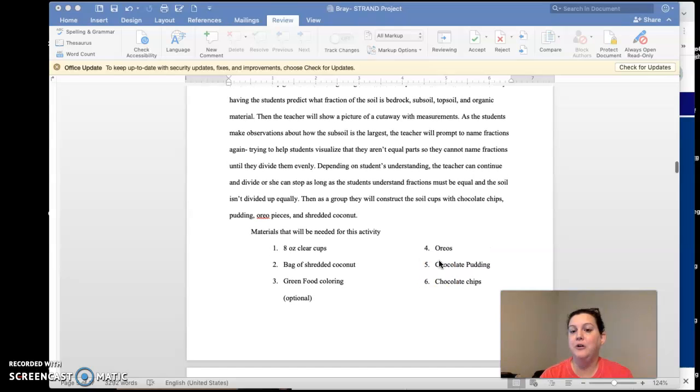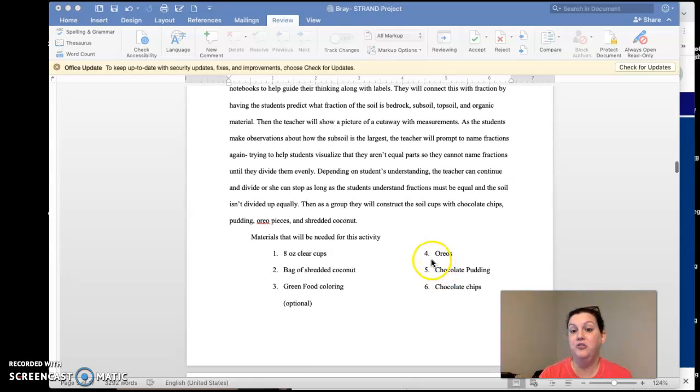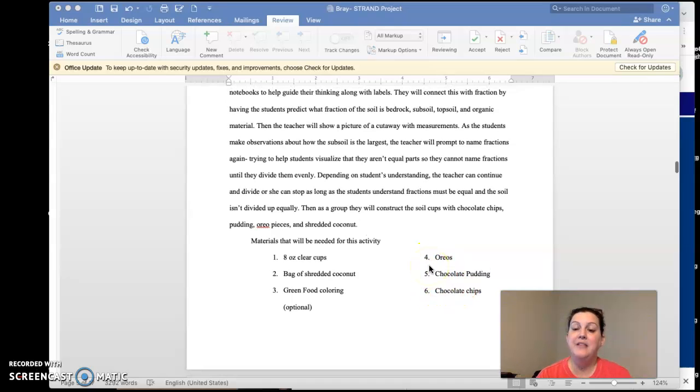And throughout there, we'll look at the fractions of the soil. They'll be able to name the fractional piece of how much is Oreos, how much is chocolate chips. But they also can make the connection of actually looking at real soil and the fact that real soil isn't divided up evenly. So we can't name a fractional piece of it until we do divide it up evenly, because the majority of soil is that subsoil piece of it, which is much larger than the small layer of topsoil that's at the top.